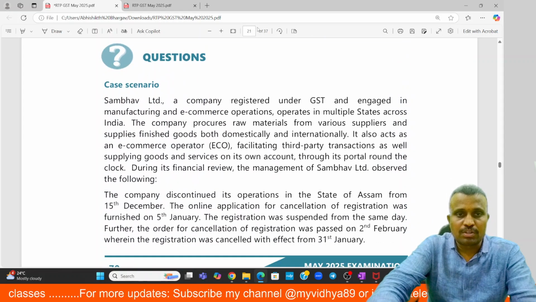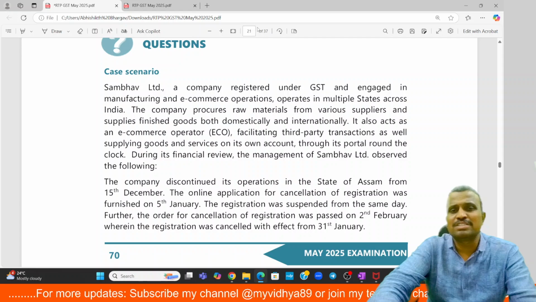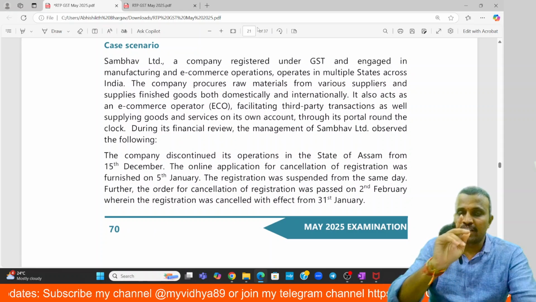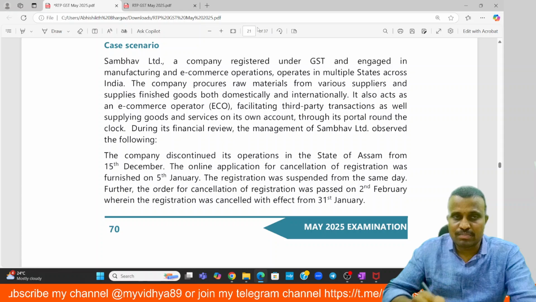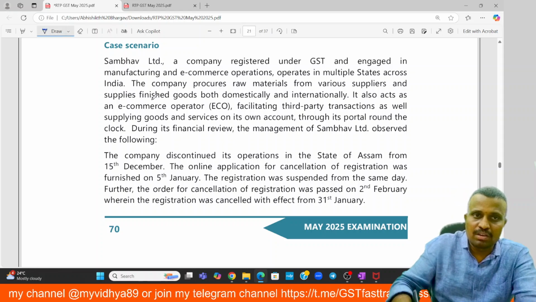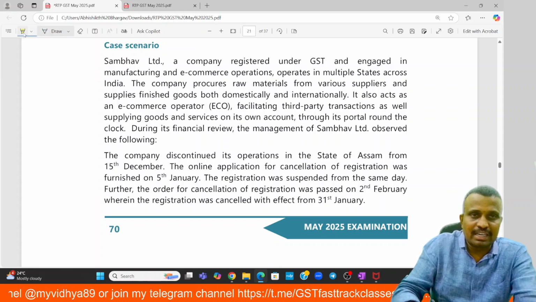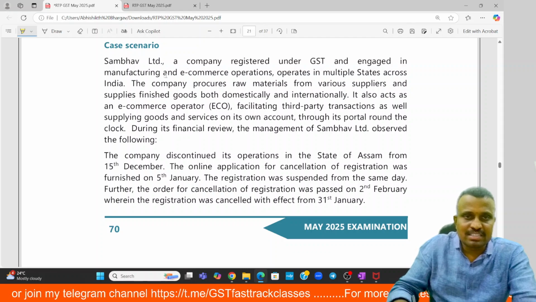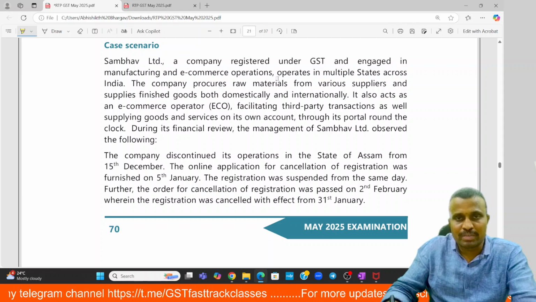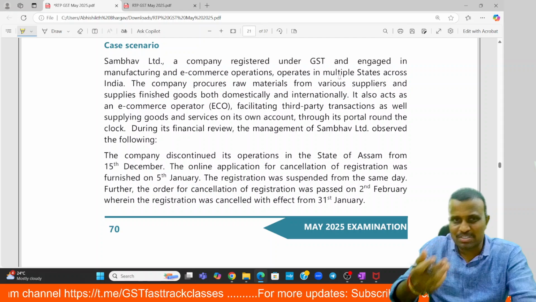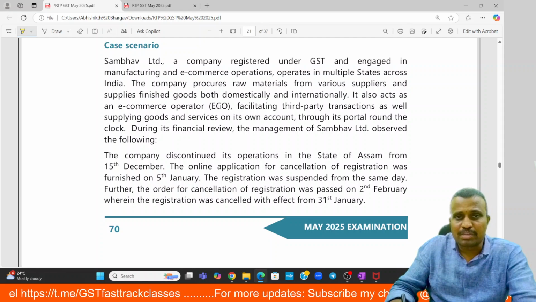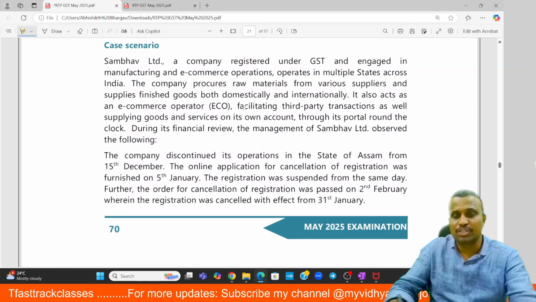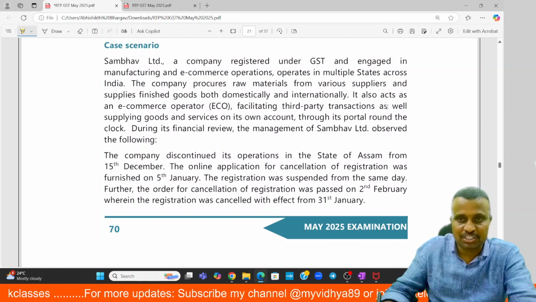Okay. So coming to the first question, the first question is a case-based scenario. So we have one case-based scenario even in the final exams also. Coming to here, Sambhav Limited, a company registered under GST and engaged in manufacturing and e-commerce operations, operates in multiple states across India. The company procures raw material from various suppliers and supplies finished goods both domestically and internationally.